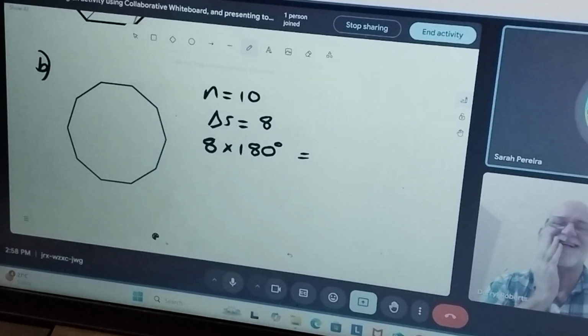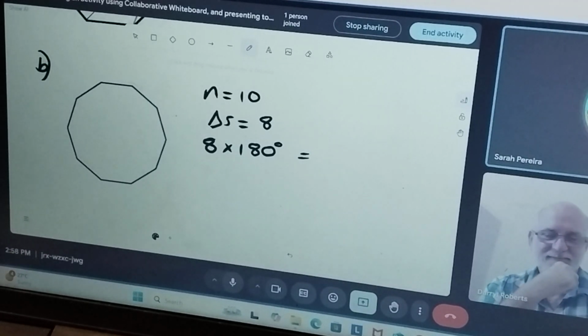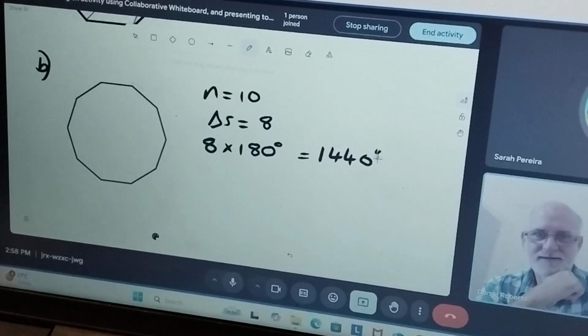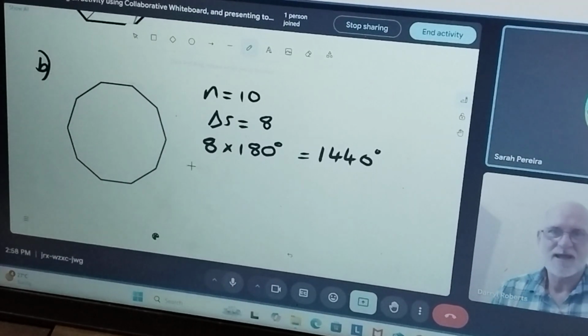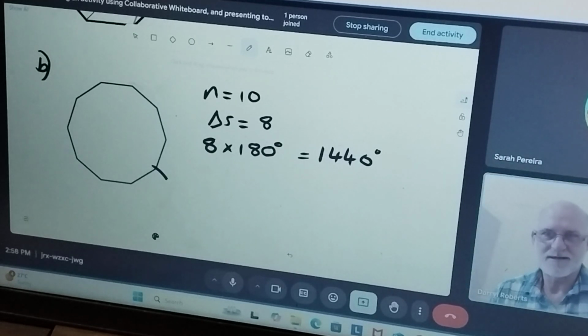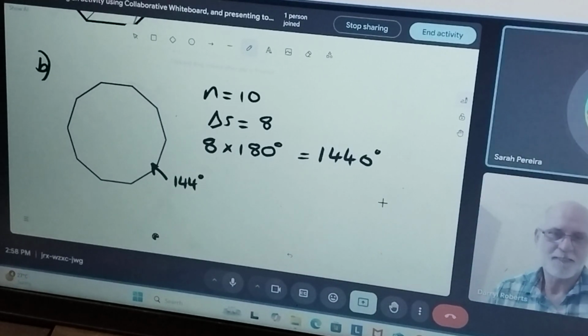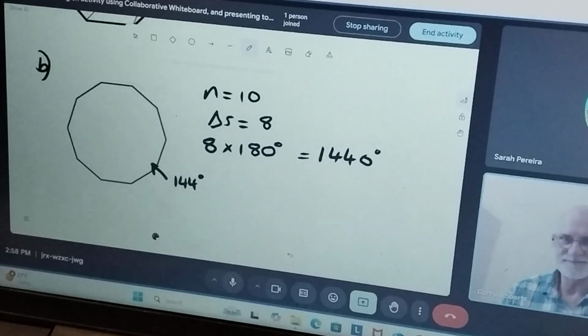Okay, what are we doing? 8 times 180. 1,440. Well done, you. Did you do that in your head or on the calculator? Divided by 10 is 144. Yes, so each angle on the inside would be 144 degrees. Yay! It's easy stuff, huh? Yeah. Good.